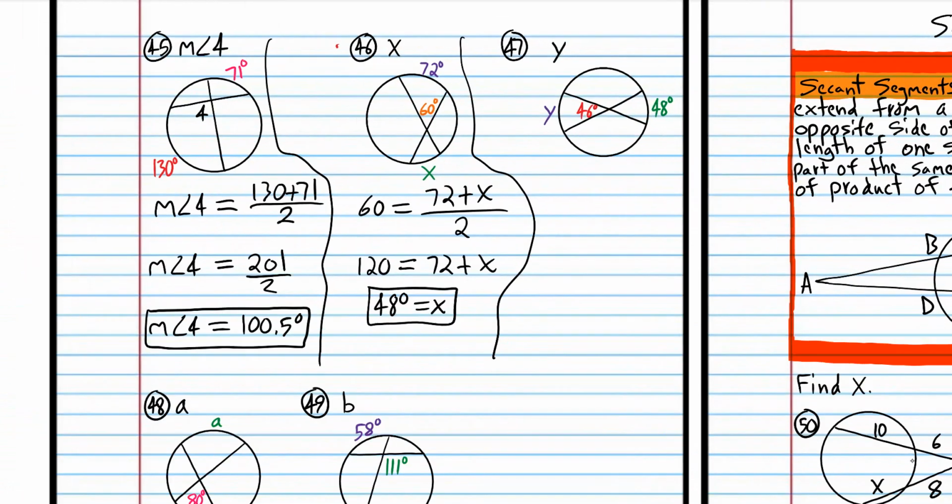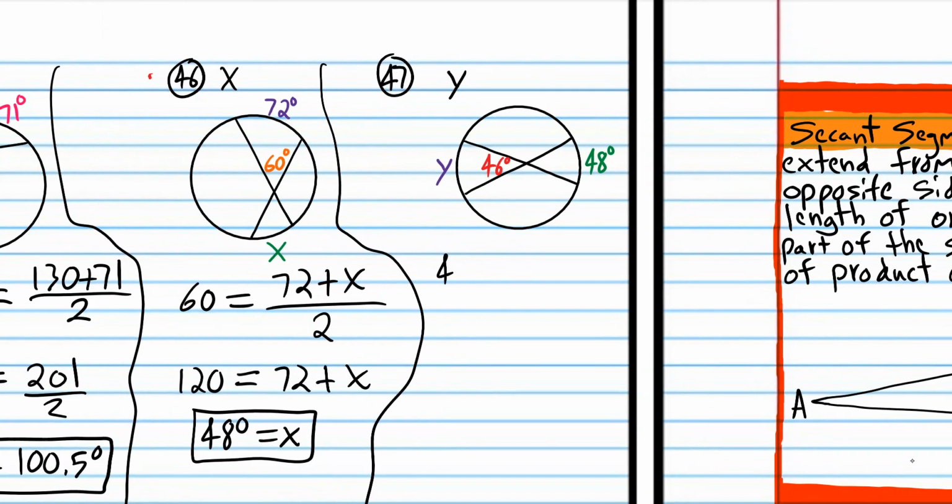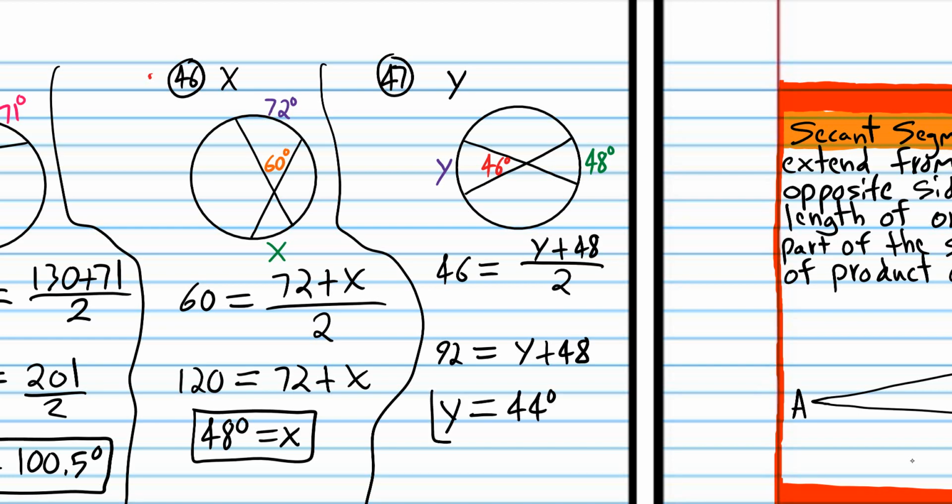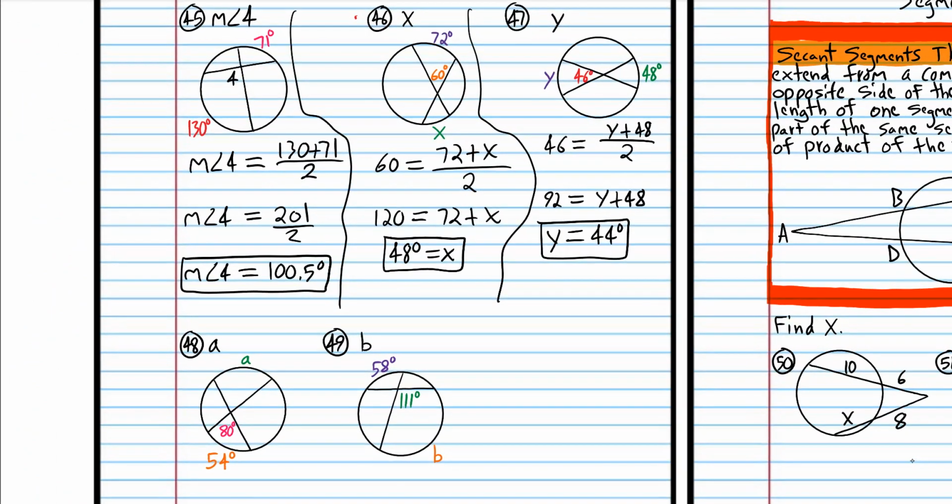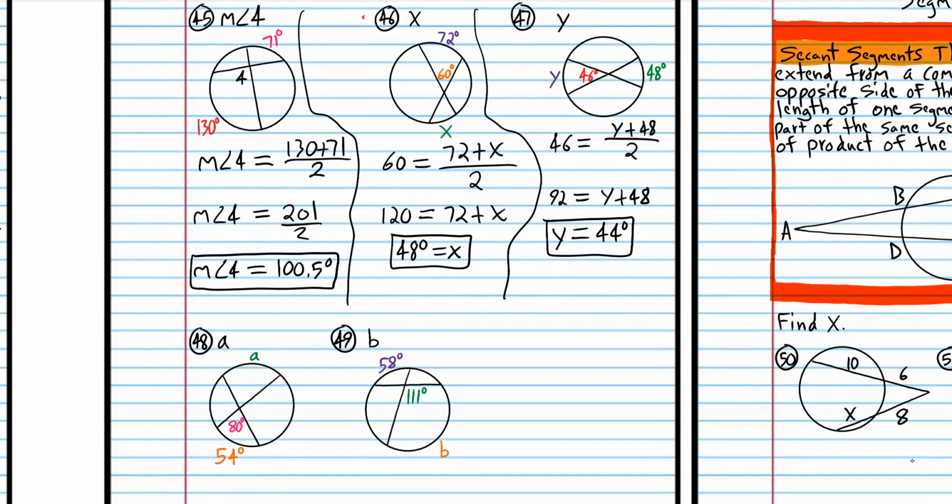So let's try number 47. Again, that angle must be equal to the sum of the measures of the intercepted arcs divided by 2. Multiply both sides by 2 to get rid of the fraction, and we get 92 is equal to y plus 48, and subtract 48 from both sides, and y is equal to 44 degrees. All right, so why don't you try some of those problems? Try number 48, and when you come back, we'll do it together.